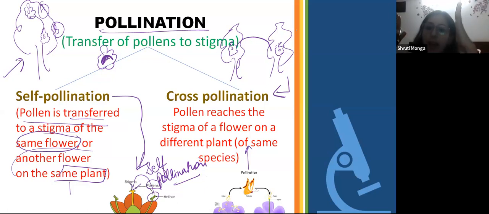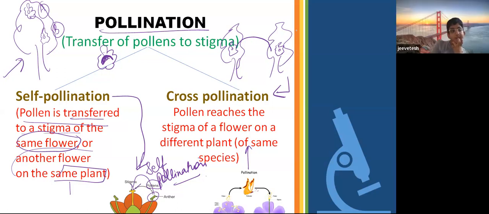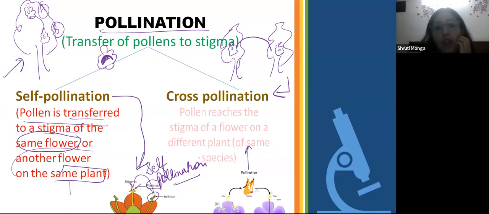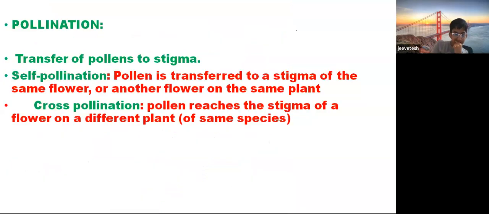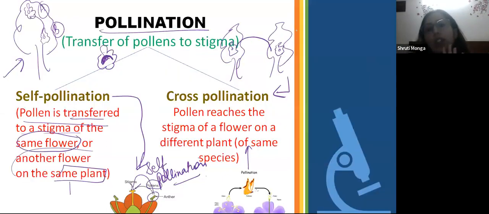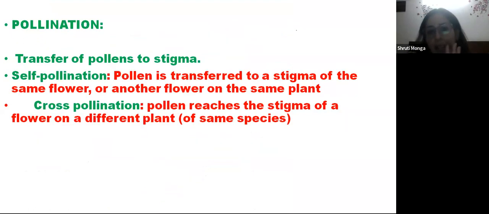A plant, plant A, plant B. Plant A has flowers, plant B has flowers. Now, if the crossing is happening between them, then it is cross-pollination. And if the plant is the same, but there are two flowers on it and the pollination is happening between them, then it is self-pollination. But when the plants are different, it is cross-pollination. So this is the definition of self-pollination and cross-pollination. I hope you have written this flowchart, so you need not write this second slide.